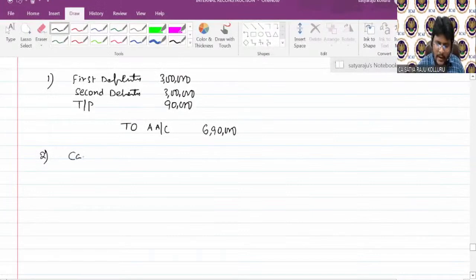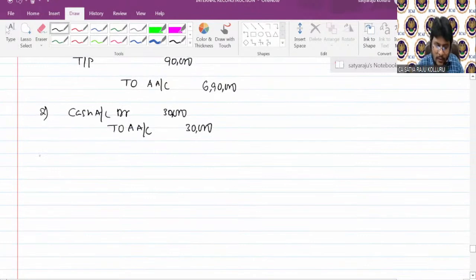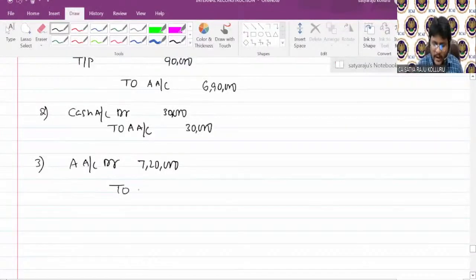Now you can write cash account debit to A account, which is 30,000 in the form of cash. Now how much amount is payable to A in total? 6,90,000 plus 30,000, which is equal to 7,20,000. The total amount payable to A is 7,20,000. Now you can cancel the A account. That is, the total amount is 7,20,000, out of which he is ready to forego 2,10,000. You can transfer it to the reconstruction account.